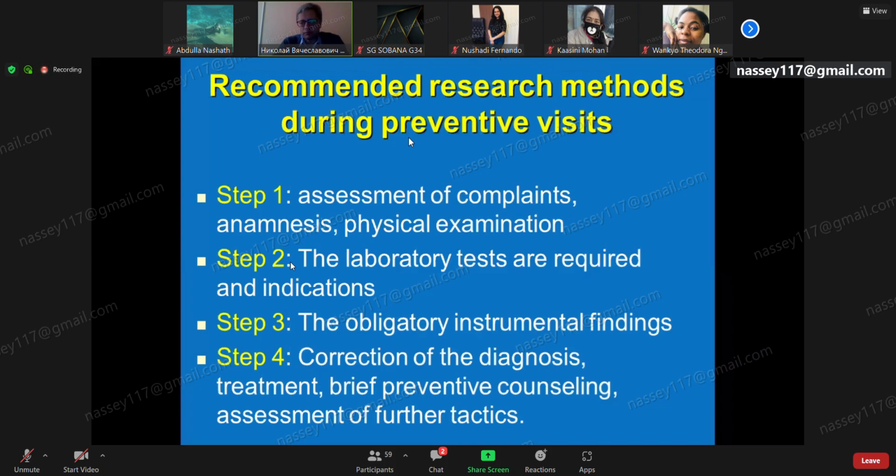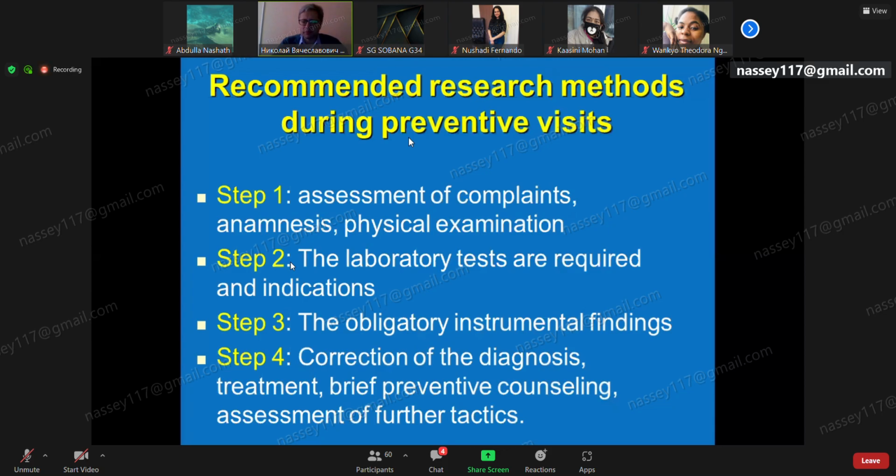And now let's specify the main steps, which include the algorithm of secondary prevention for any chronic diseases, the so-called model of preventive visit of patients to their doctor, a general practitioner or a doctor of any specialty, such as cardiologist, pulmonologist, oncologist, and others.